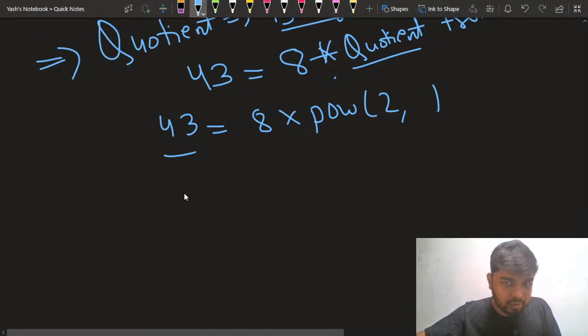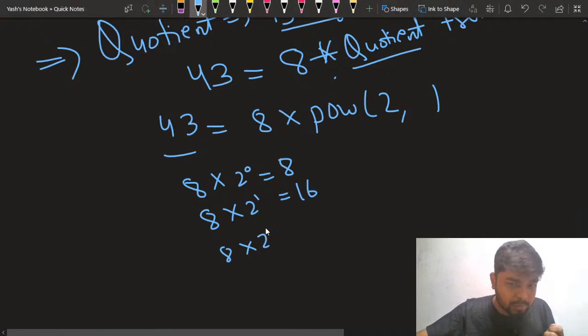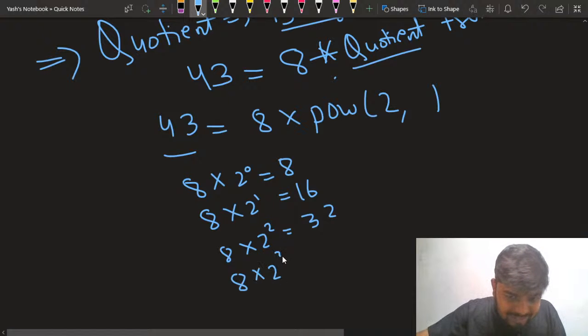If I do 8 into 2 to the power 0, it gives me 8, which is very less. If I do 8 into 2 to the power 1, I get 16. If I do 8 into 2 to the power 2, 8 fours are 32. And if I do 8 cross 2 to the power 3, then I get 8 eights are 64.